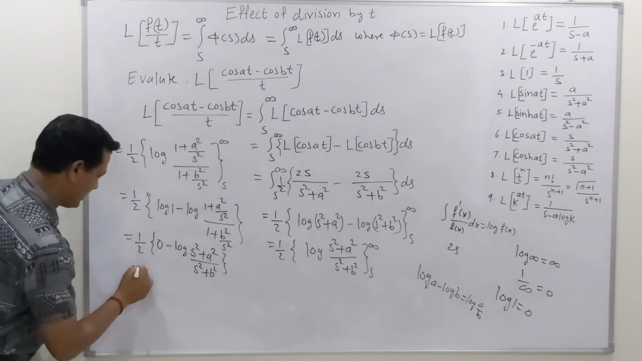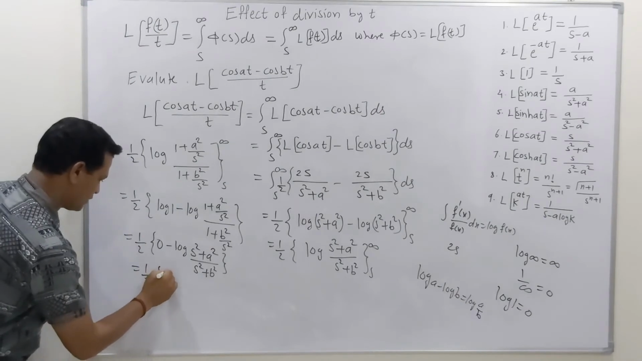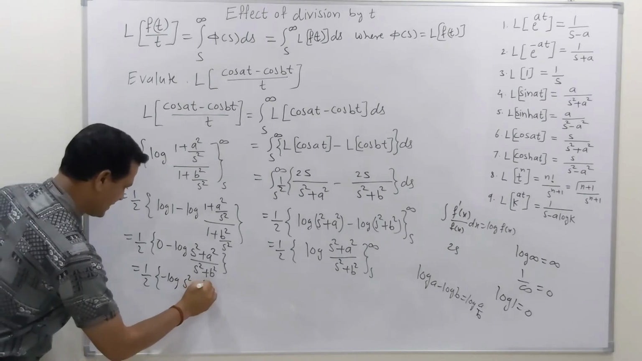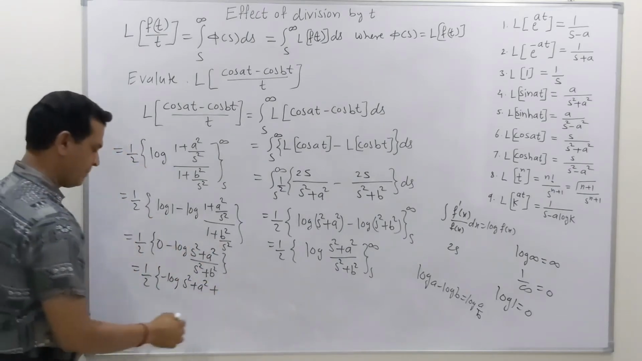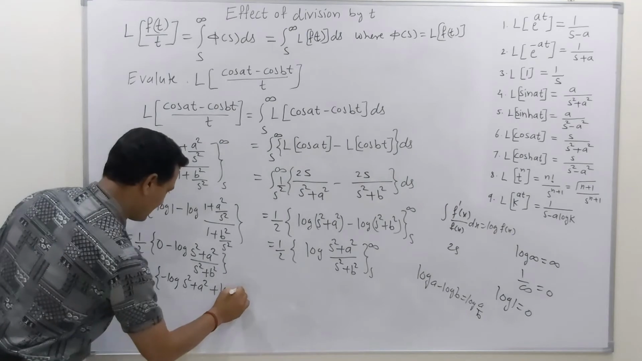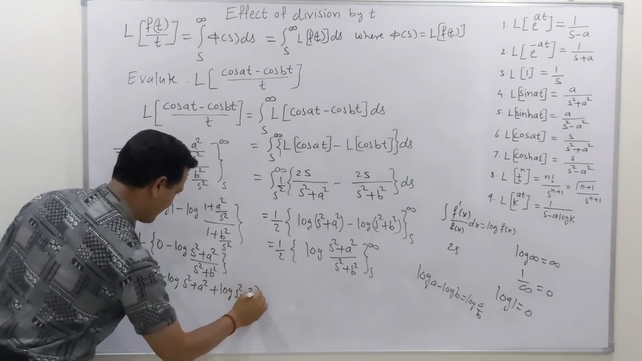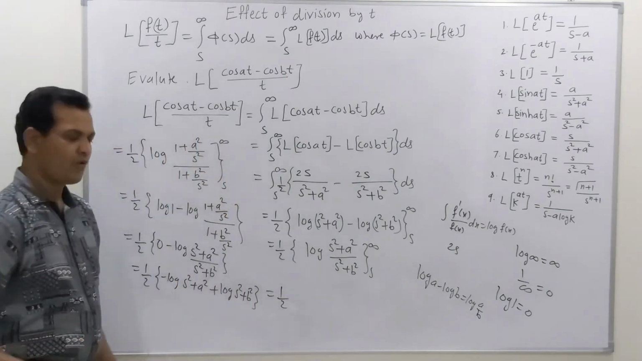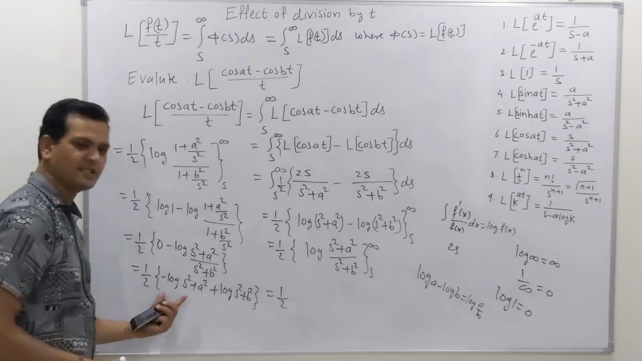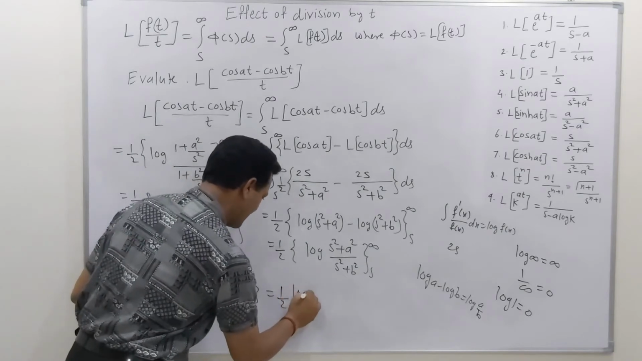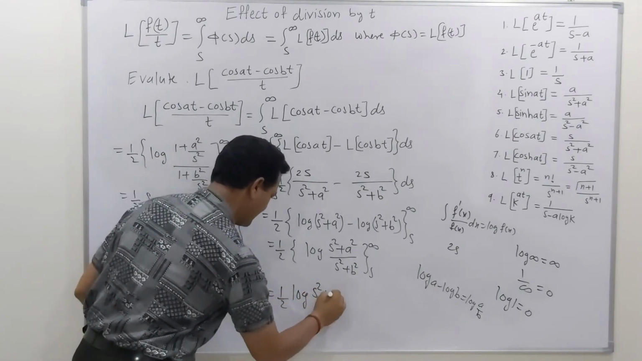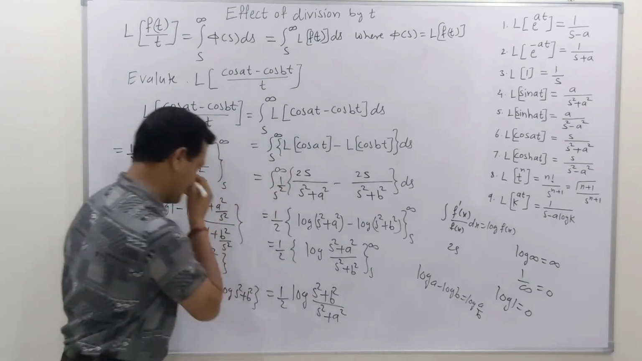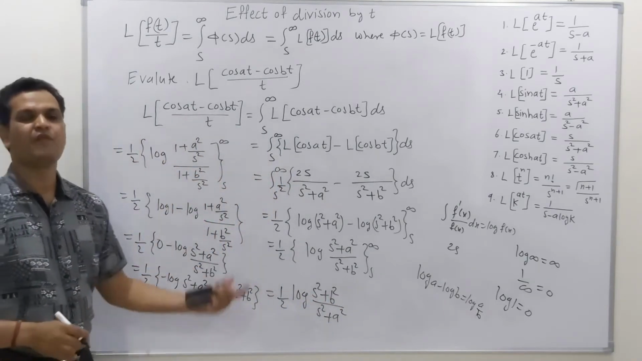We may rewrite this as 1 upon 2, then minus log of s square plus a square, then minus minus becomes plus, log of s square plus b square. Once again if we simplify this, we get 1 upon 2, with a plus and a minus sign, so we may write this as log of s square plus b square upon s square plus a square. This is the final answer.